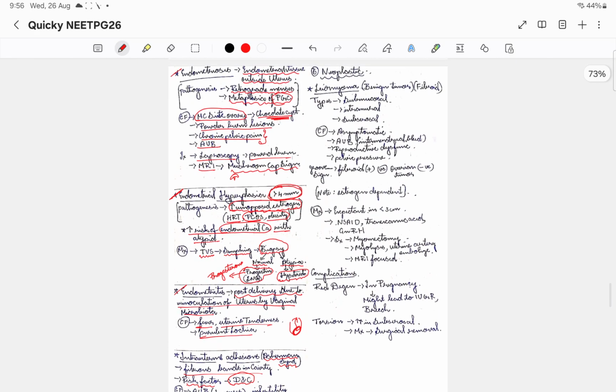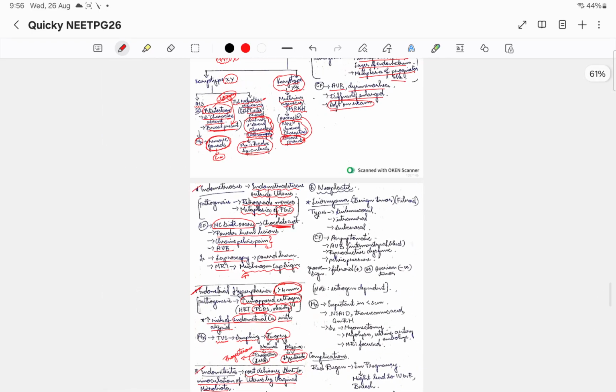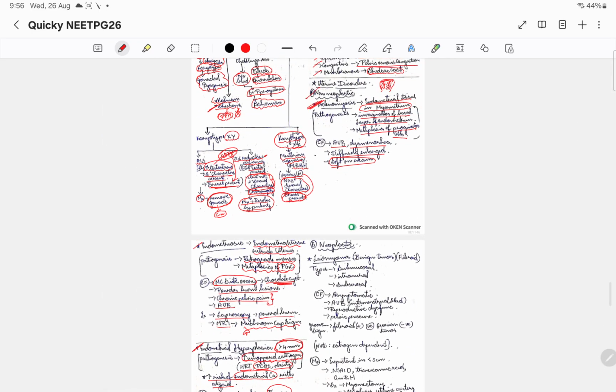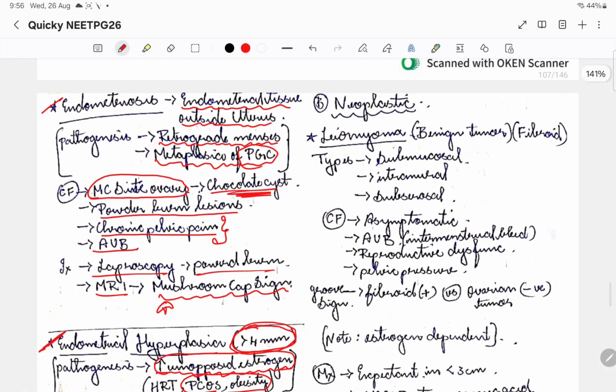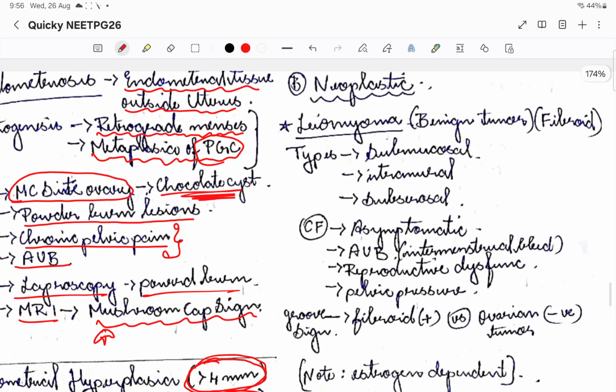Then coming to neoplastic disorders. These are the non-neoplastic uterine disorders that we discussed. Now we are going to go for the benign neoplastic disorder, that is leiomyoma. Leiomyoma is nothing but fibroid. It is a benign tumor. There are types: submucosal, intramural and subserosal. Suppose this is the uterus. Submucosal, the fibroid might be here. Intramural, meaning it might be here, or it is in the subserosal area. These are the three zones where the fibroid might occur.